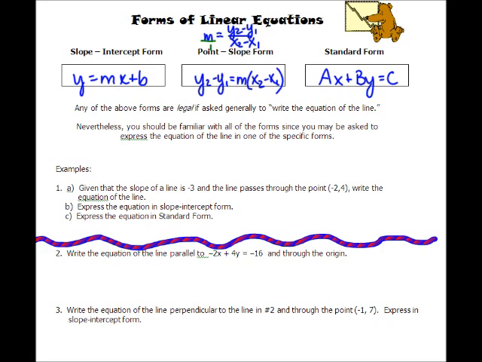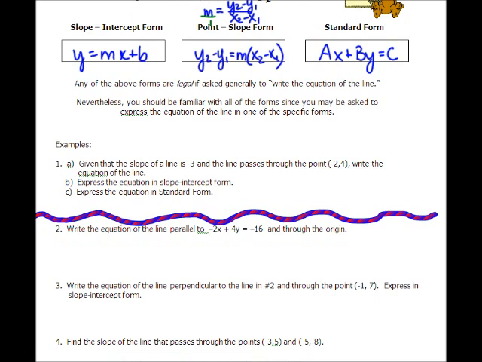Okay, if you're strictly asked in general terms to write the equation of a line, any of the above could be used. But sometimes you're asked to express it in a certain form. So that's why you need to be familiar with all of them. And sometimes one of them is more convenient to use than another. So let's take a look at the first example. It asks you to write the equation given that the slope of a line is -3 and it passes through a point. So let's try using point slope to plug it in.